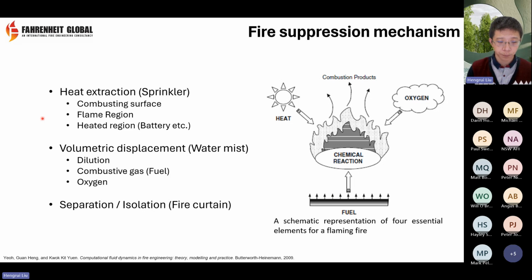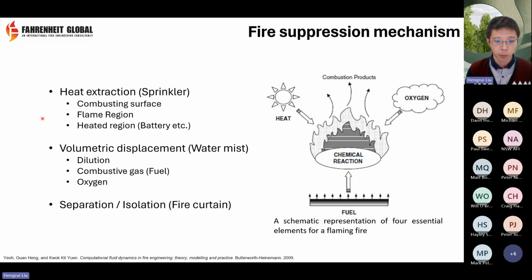Secondly, if we displace the volume, replacing the reaction zone with something non-reactive, basically we get rid of the fuel or the oxygen, so we have a dilution. The typical example is the water mist system, which repels the fuel and the oxygen via water vapor, which is not reactive and not combustible. That's the way water mist comes into play.